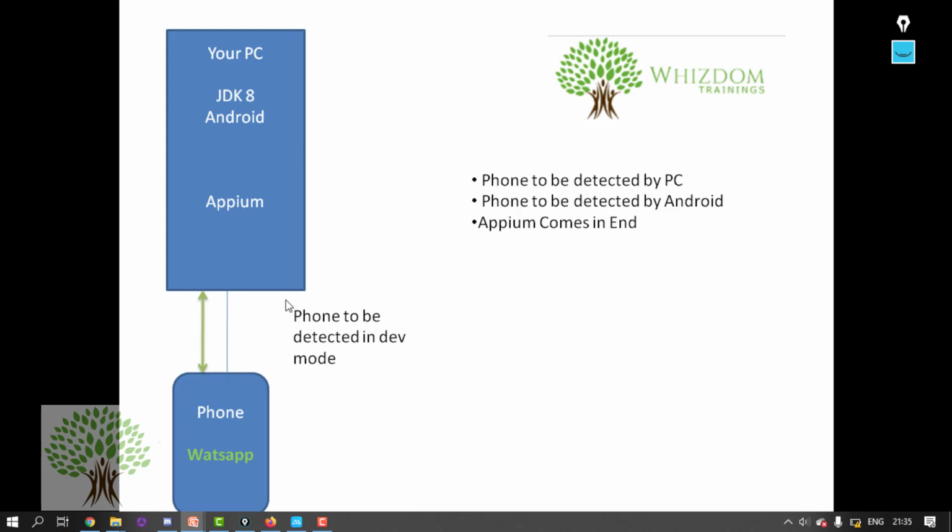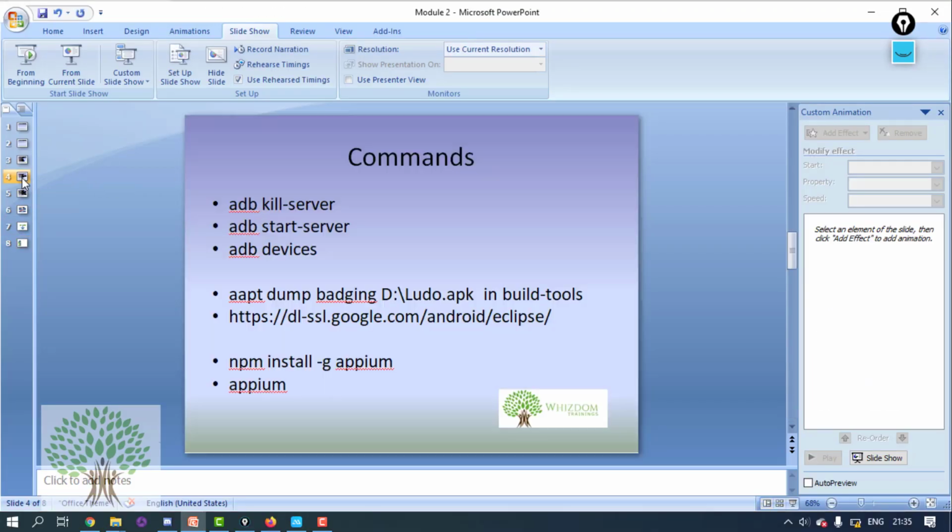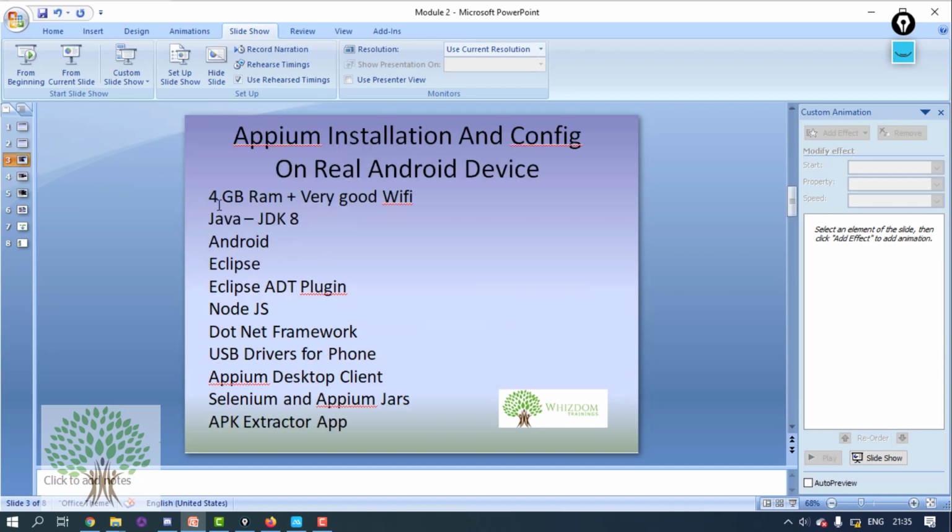Okay, so the whole process starts with JDK and Android. Okay, I have actually jotted down few points over here, which basically says that 4 GB minimum RAM is required and a very good operating system, JDK, Android, and there are many other installations as well. Okay, Appium comes basically in the end.